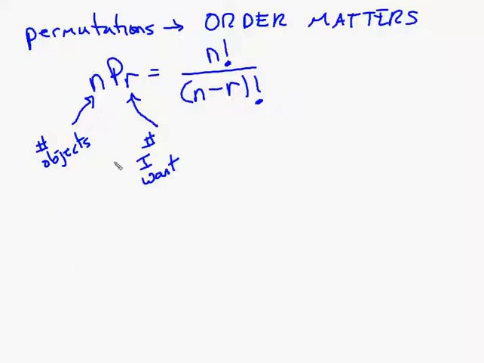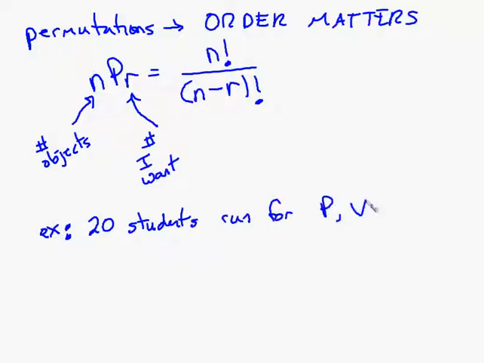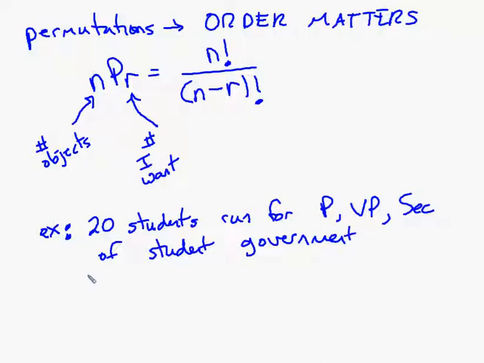So let's set up another example of this. If we had, for example, 20 students run for president, vice president, and secretary of student government. How many outcomes are there? Wasn't it like 20 times 19 times 18? Good one. Yep. How many outcomes are there?